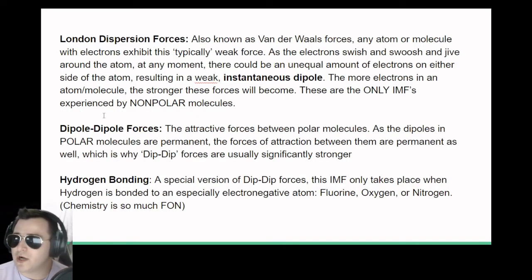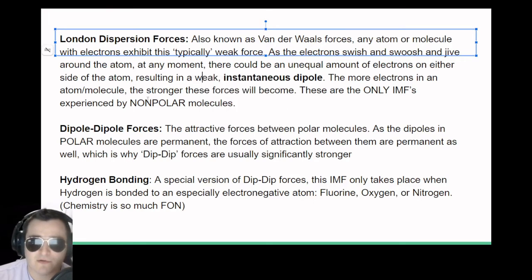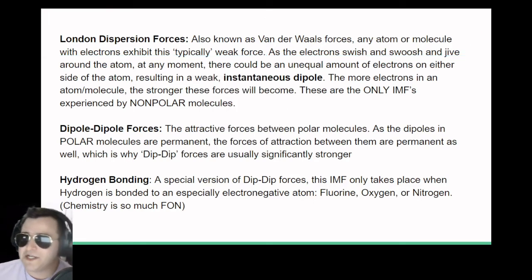Now we get into our true intermolecular forces. We've got London dispersion forces, LDFs, dipole-dipole or dip-dip, and hydrogen bonding. This is an order from weakest to strongest, top to bottom. Weakest up here, everything that's got electrons has LDFs, everything, because of the swishing and swooshing, rocking back and forth. Very weak. But the more electrons you have, the stronger the force becomes. So typically, this is the weakest force. What we mean is relative to hydrogen bonding, London dispersion forces are weaker.